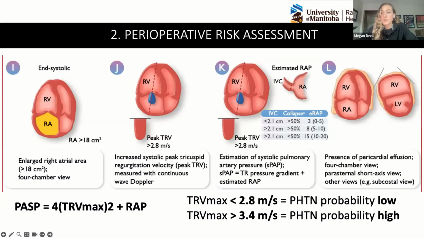As such, the ESC, or European Society of Cardiology, endorses a measurement of TR velocity jet alone. And in this case, a TR maximum velocity of less than 2.8 meters per second suggests a low probability of pulmonary hypertension, whereas a TR maximum velocity of greater than 3.4 meters per second suggests that pulmonary hypertension probability is high.